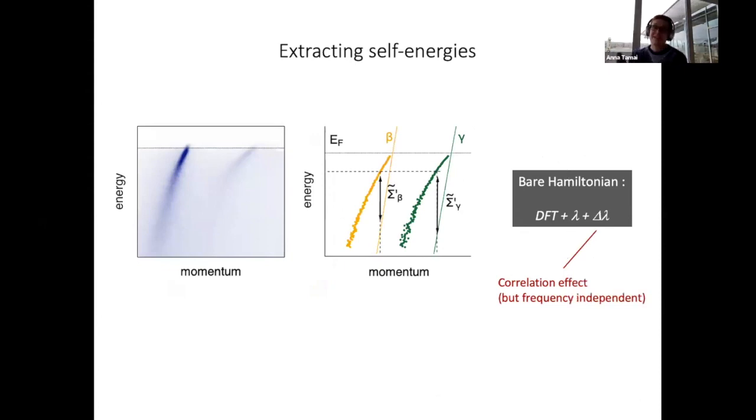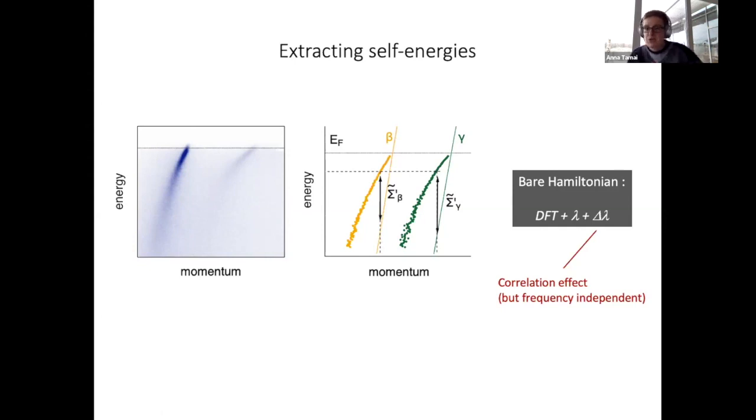Okay, so let's discuss this strong angular dependence that we see. One thing is to look at the velocities. The other thing you can do is to extract the real part of the self-energy, and that's what we did. So you see here an example of a data set. We fit all our MDCs to extract the quasi-particle dispersion. These are the green and yellow dots that you see here. And then we calculate the real part of the self-energy as the difference, at a given energy, between the ARPES states and what you would expect from the bare Hamiltonian.